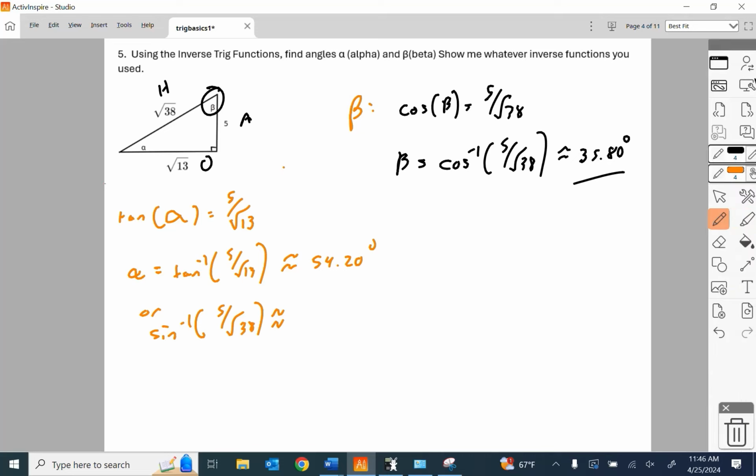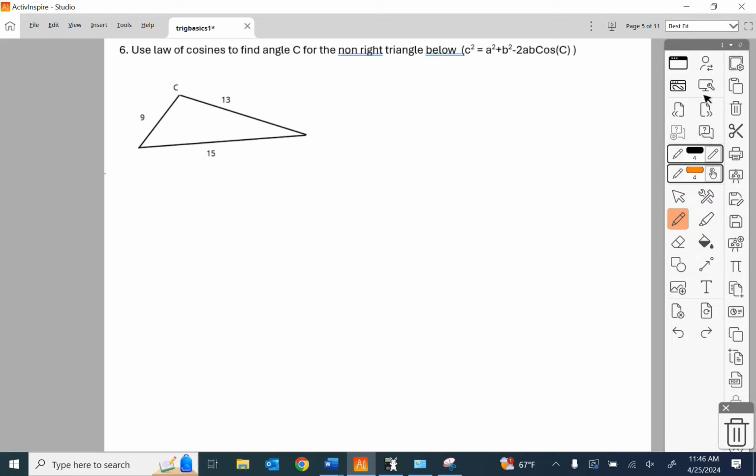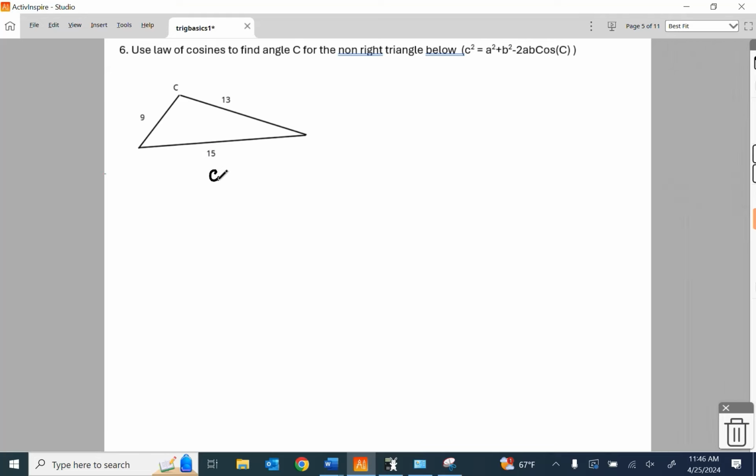Moving forward. Use the law of cosines to find angle C for the non-right triangle below. And I gave you everything you need. If you never figured it out, this would be lowercase c, because lowercase c is opposite of capital C. Capital C is an angle, lowercase is your sides. So we're just going to substitute in. And this can be A and this can be B or vice versa. It doesn't matter.